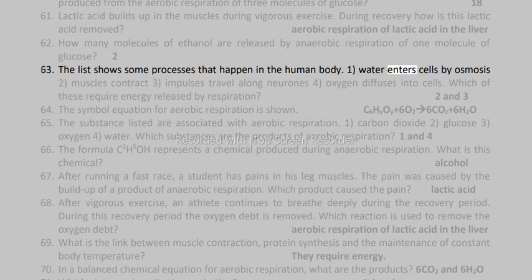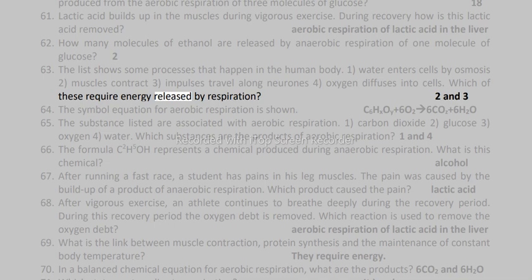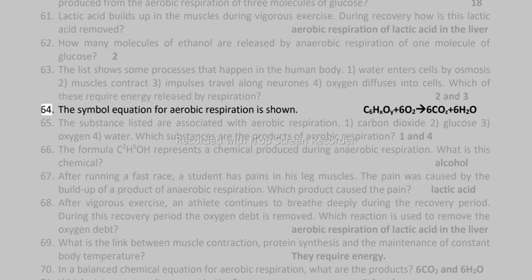1. Water enters cells by osmosis. 2. Muscles contract. 3. Impulses travel along neurons. 4. Oxygen diffuses into cells. Which of these require energy released by respiration? 2 and 3. 64. The symbol equation for aerobic respiration is shown.